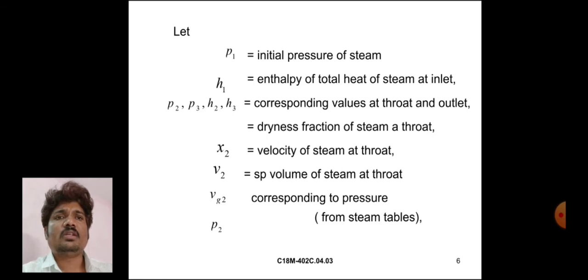V2 is the velocity of steam at throat position. Vg2 means specific volume of steam at throat. P2 is the corresponding pressure from steam tables. P2, P3, H2, H3 are the corresponding pressures and enthalpies at throat and outlet.